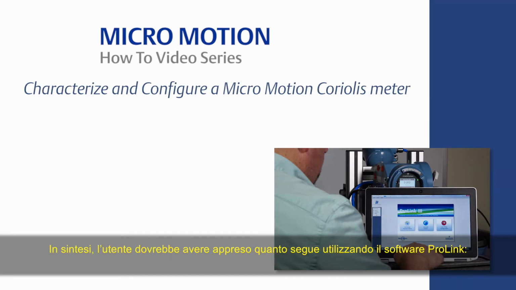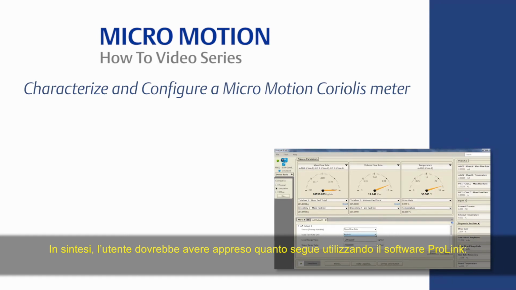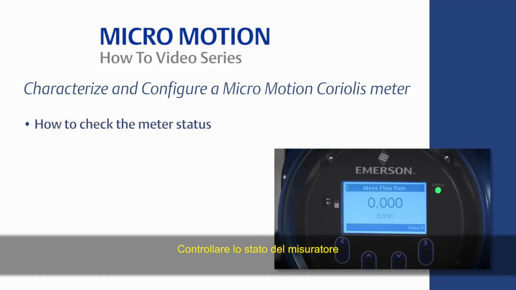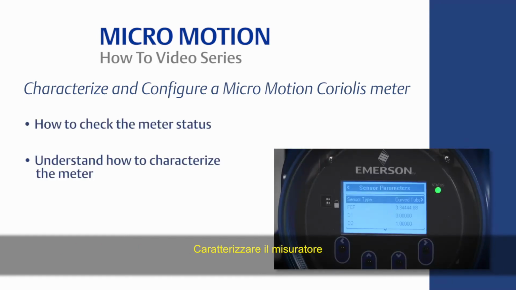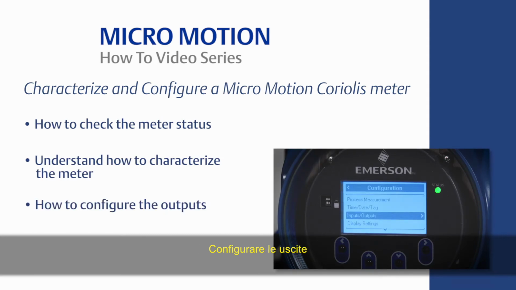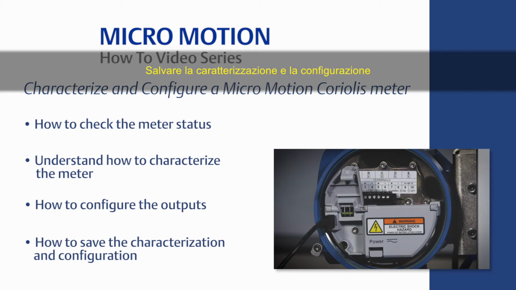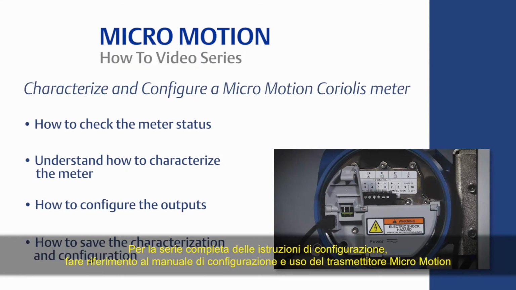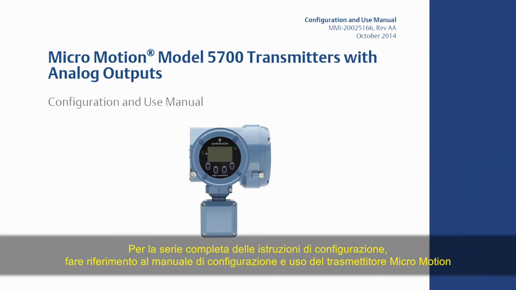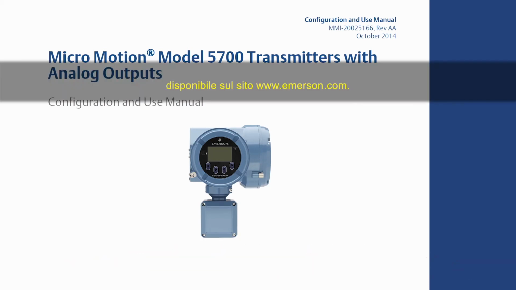In summary, you should now know the following using ProLink software. Know how to check the meter status. Understand how to characterize the meter. Know how to configure the outputs. Know how to save the characterization and configuration. For the complete set of configuration instructions, please refer to the Micro Motion Transmitter Configuration and Use Manual, which can be found on www.emerson.com.